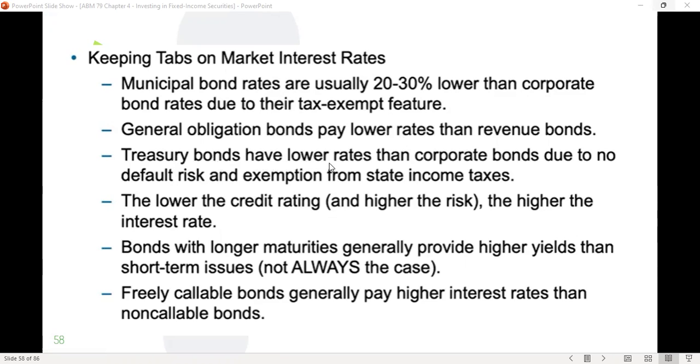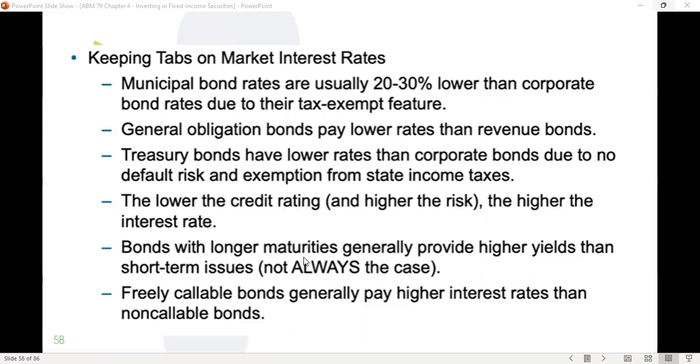While treasury bonds have lower rates than corporate bonds due to no default risk and exemption from state income tax. The government is smaller in treasury bonds, and it is not taxed because the government itself issues them. While the lower the credit rating and the higher the risk, the higher the interest rate. So again, if the credit rating is low, the interest is higher, and the risk is higher.